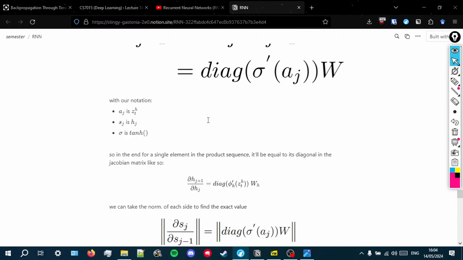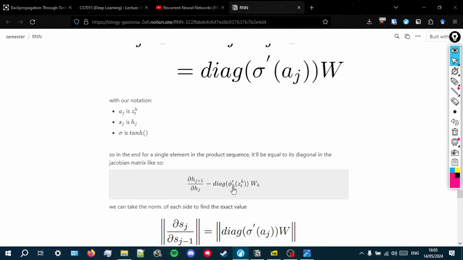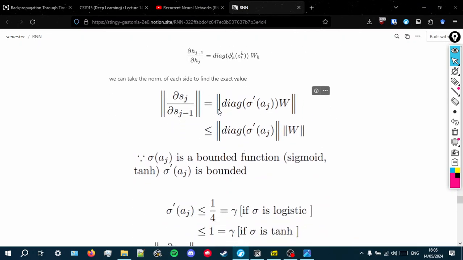So connecting it to our own values, what we just did was h of j plus 1 over h of j, and we broke down the chain rule of that, which will just be the diagonal of that Jacobian matrix, where this phi, like the doctor wrote, is going to be the tanh function, and here it's supposed to be z, not h, but this phi in z of h times w_h. And then we get through more proof, this is a linear algebra part, but we want to find the magnitude of that diagonal.